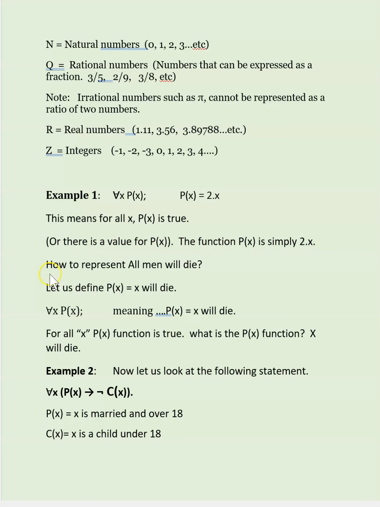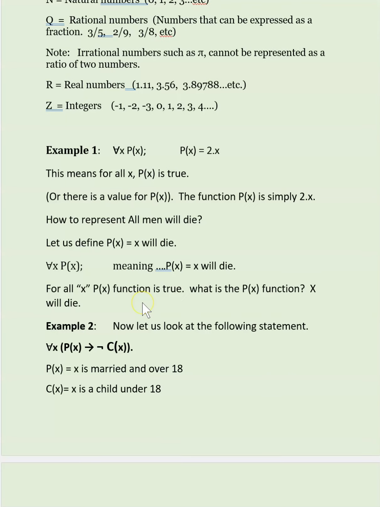Now, how to represent all men will die? Let us define P(x) equals x will die. P(x) means x will die. So for all x, P(x). For all x, x will die. That's what it means. Is it a true statement? Yes, we all die.